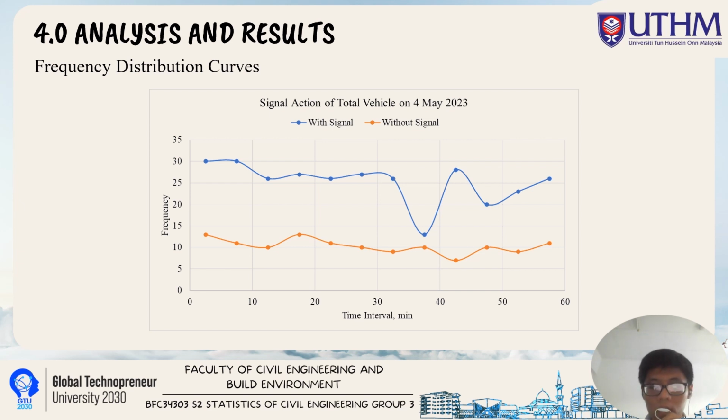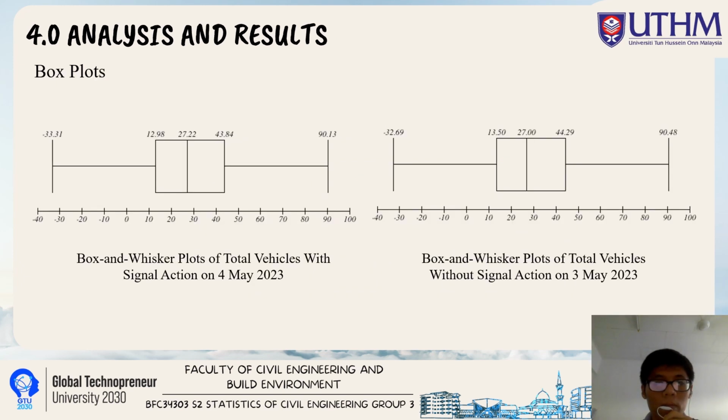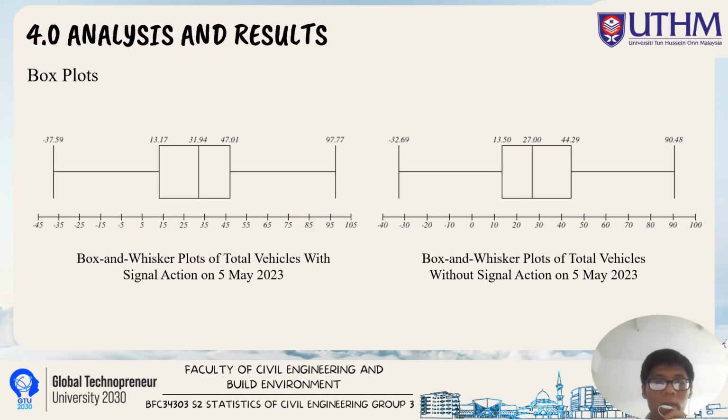This is the box and whisker plot of total vehicles with signal and without signal on the first day. Both are positively skewed. This is the box and whisker plot of total vehicles with signal action and without signal action on the second day. With signal is negatively skewed and without signal is positively skewed.